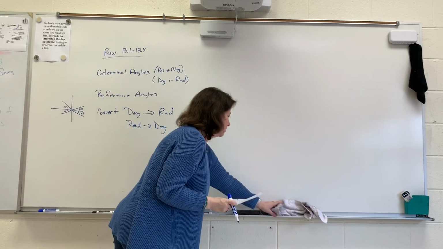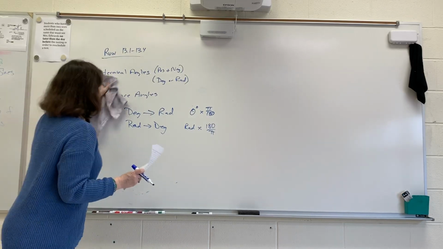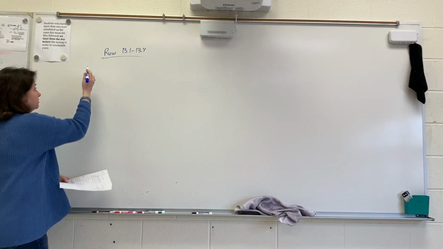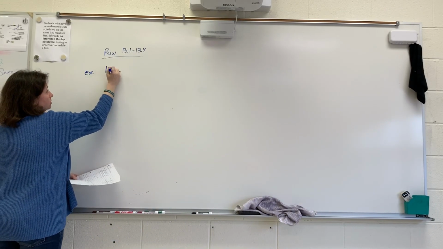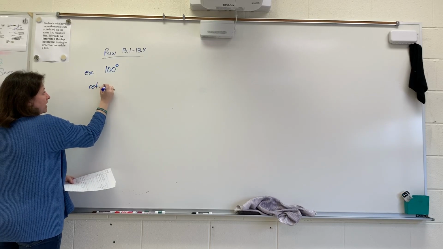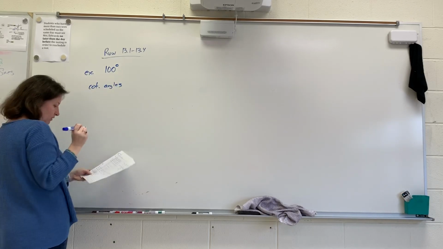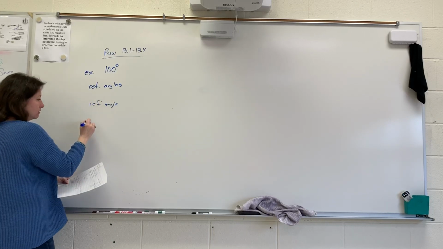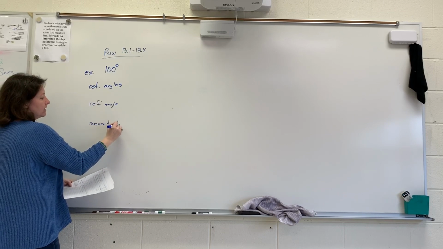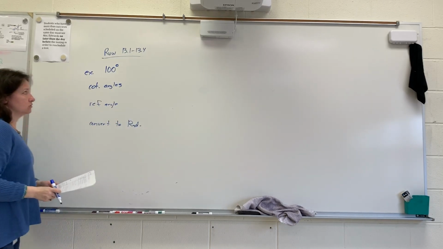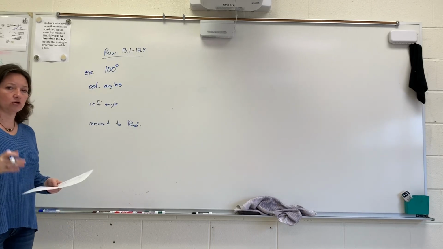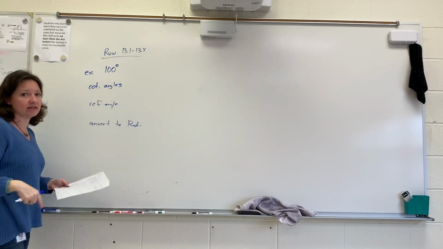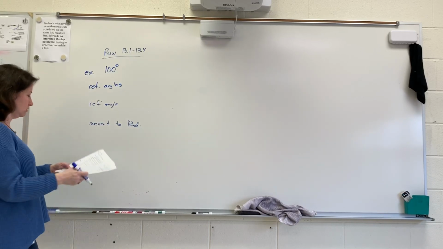So let's do a quick example practicing these three things. We're going to do a degree example first. So if you're given 100 degrees, find two coterminal angles for me. I want a positive one and a negative one. Find the reference angle for me, and then convert it to radians. So how do I get the coterminal angle? Now you might want to pause the video, try these, and then check my work. But I'm going to go ahead so I'm not just standing here quiet while y'all are working it out.